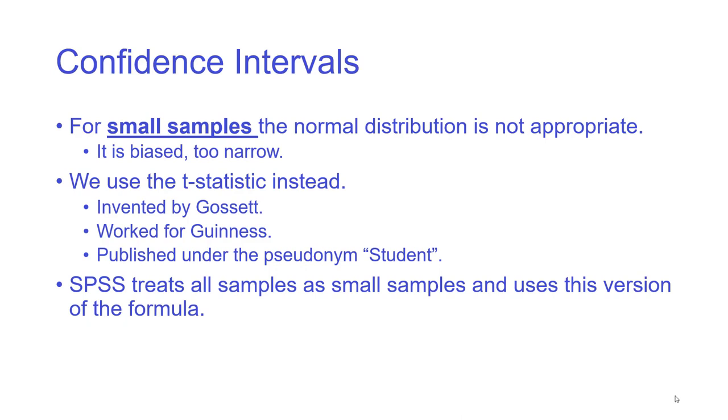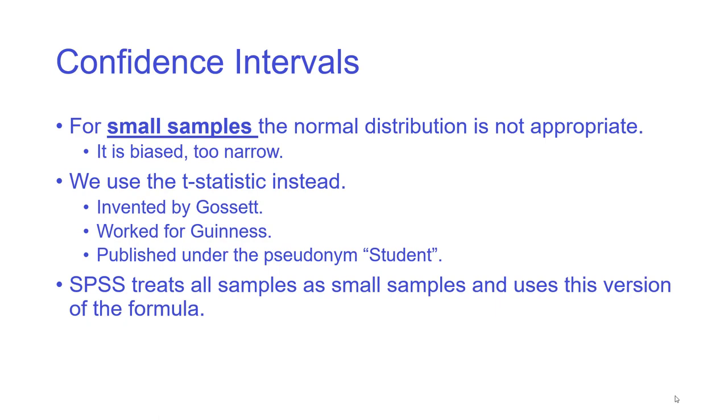This was invented by a person called Gossett, who was working for Guinness, and because Guinness didn't want him publishing his statistical methods because they wanted to keep it a trade secret, he published in scientific journals under the name Student. So it's sometimes called the Student's T statistic, and things related to it are the Student's T-test.